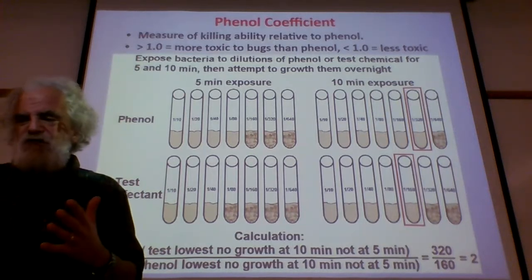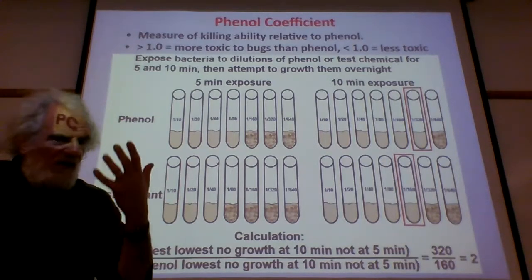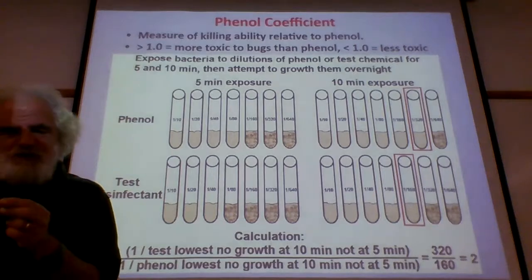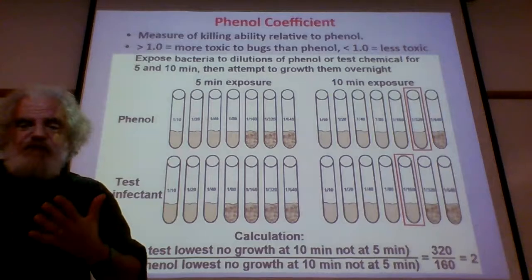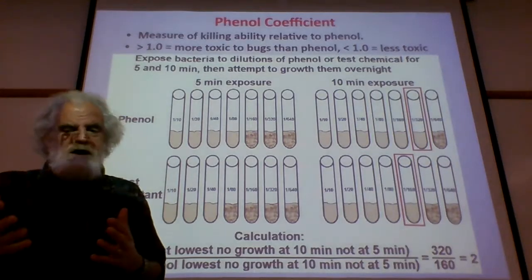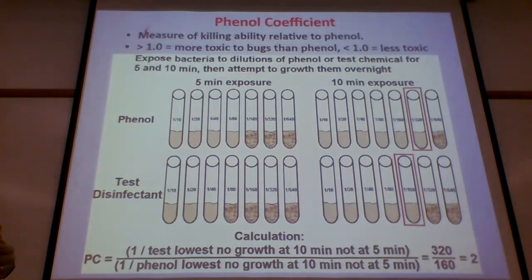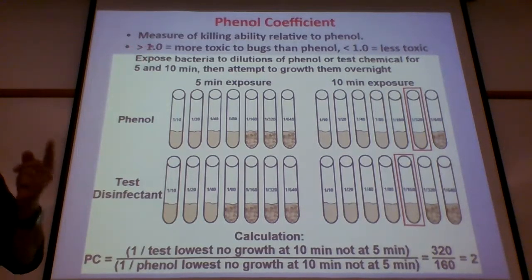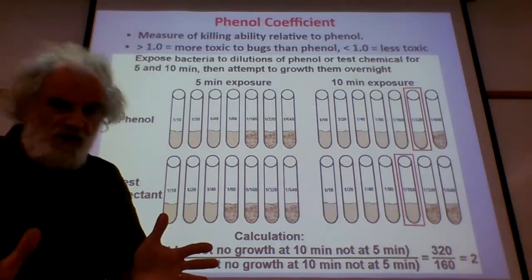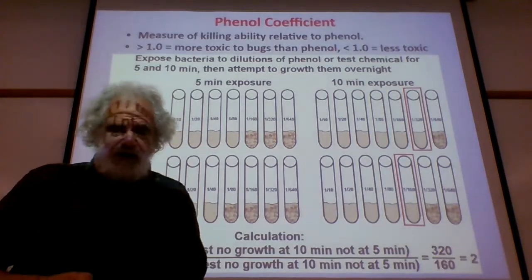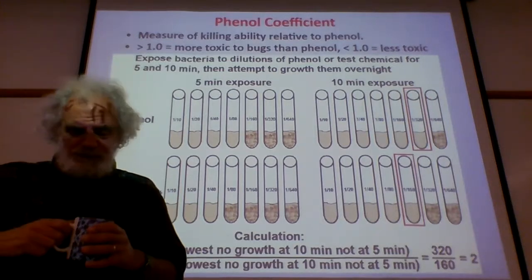And so this is the phenol coefficient. What we're doing is measuring the killing capacity of a certain compound relative to phenol. So if you have a compound that has a phenol coefficient greater than 1, it means it's more toxic than phenol. If it's less than 1, it's less toxic. So phenol is not the end all. There are things that are more toxic than phenol. It just is a good sort of baseline measurement of how well things work.